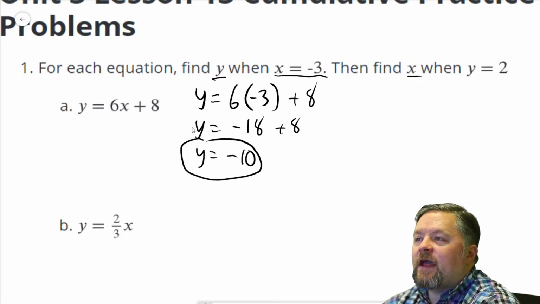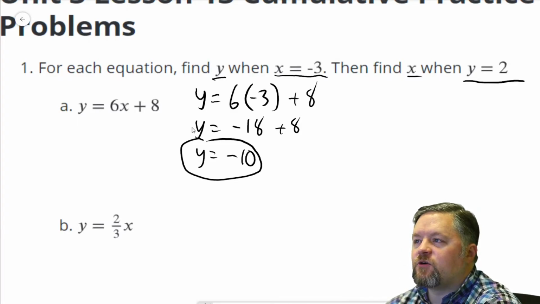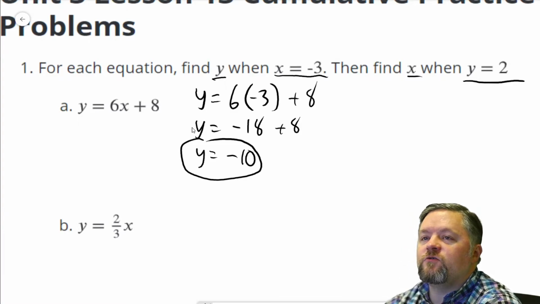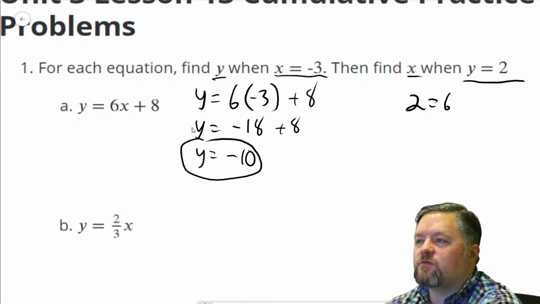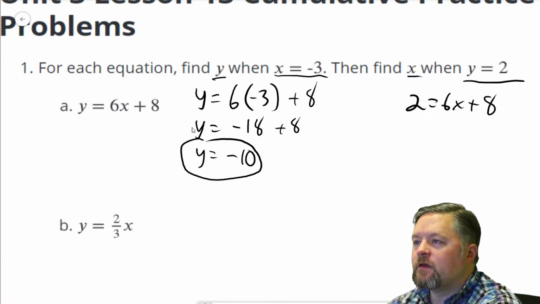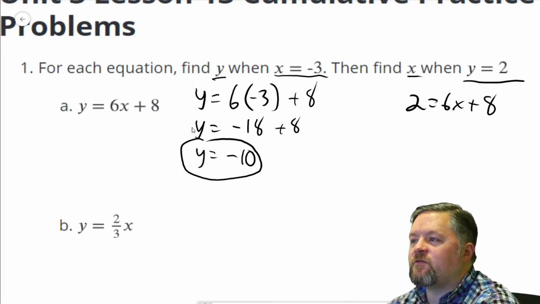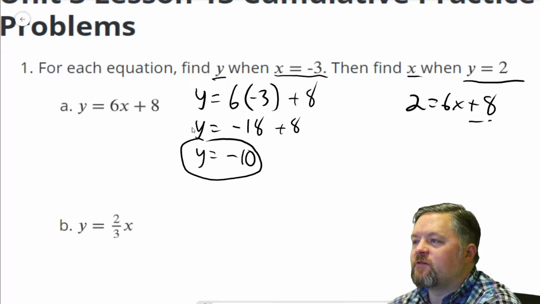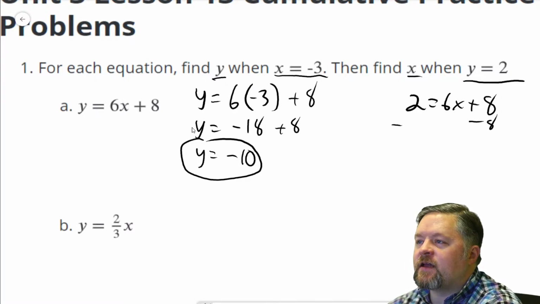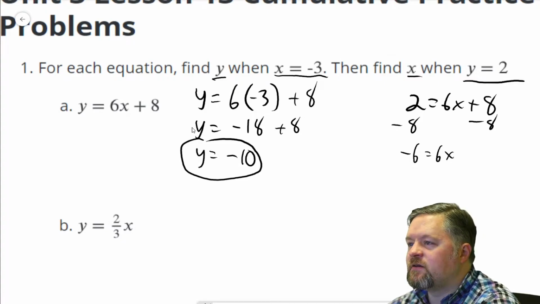Now we want to find x when y equals 2. So I'm going to substitute in 2 for y. 2 equals 6x plus 8. How do we get the x by itself? We need to isolate the x, solve for x. First, we've got to get rid of adding 8. We get rid of adding 8 by subtracting 8. 2 subtract 8 is negative 6 equals 6x.